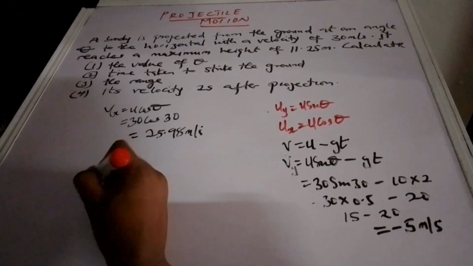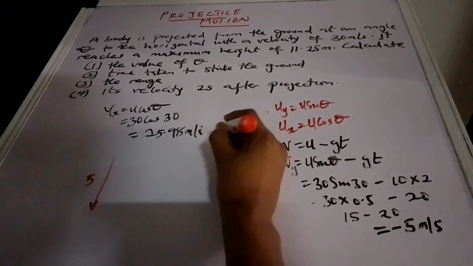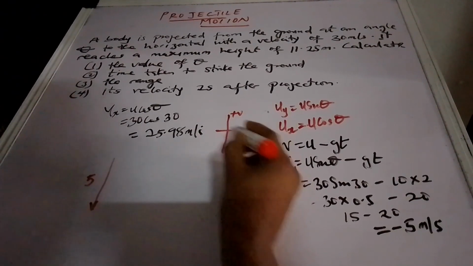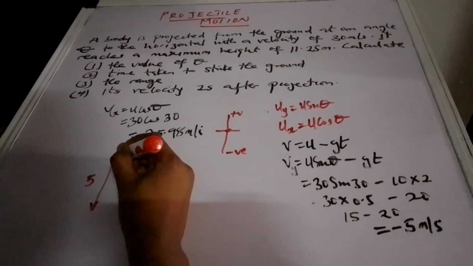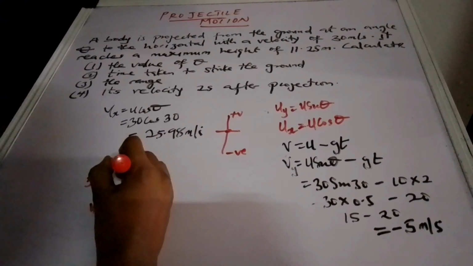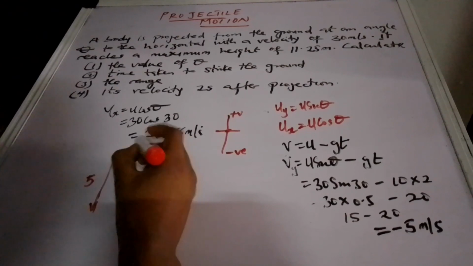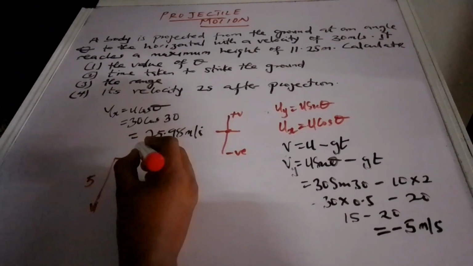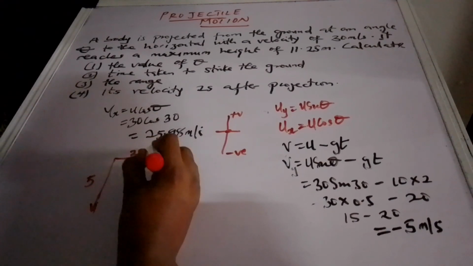So this one is the 5. Remember, this is the positive y-axis. This is the negative y-axis, where this is the 0. So negative y-axis, that is the vertical, while the horizontal is towards the positive. So this one is for the negative. For the horizontal component, this place is 25.98.